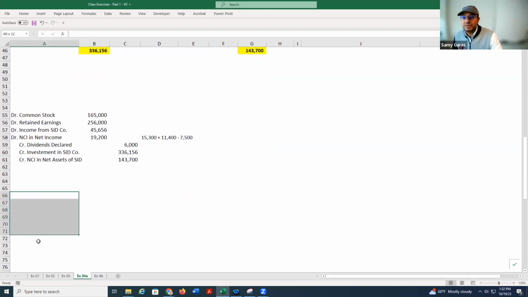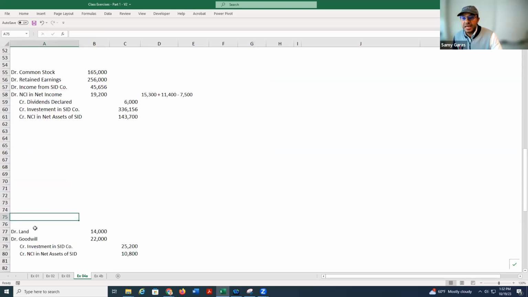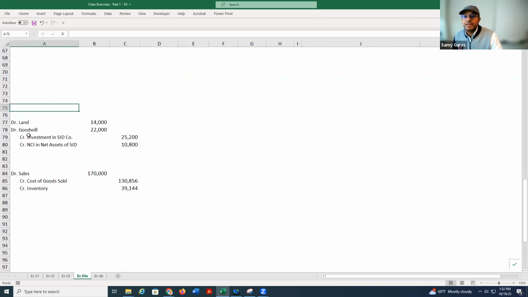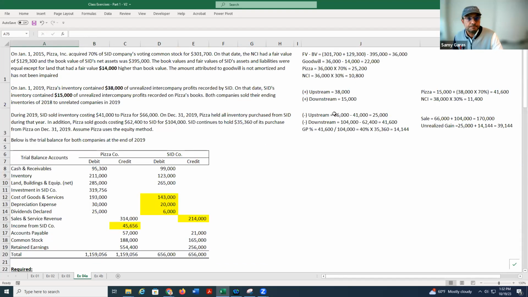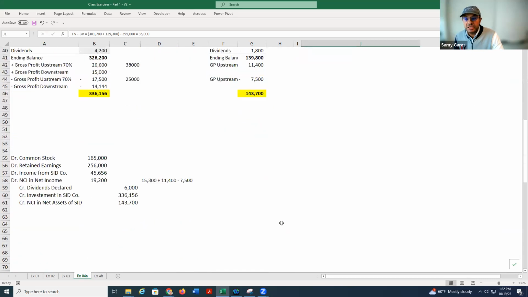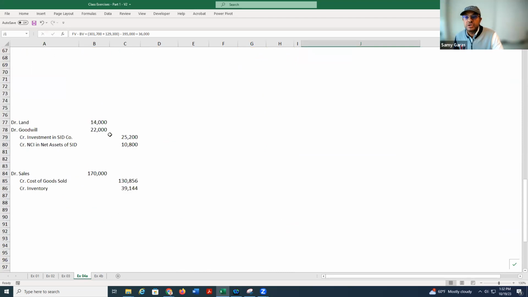The second one is the one for the land. So here we get the land and the goodwill from the first paragraph, we have it here. We were able to find that the land has 14,000 and the goodwill 22. And then we divide the increase between the parent and the subsidiary, which we will find here. So we will find here debit land 14, debit goodwill, then credit investment and credit NCI.